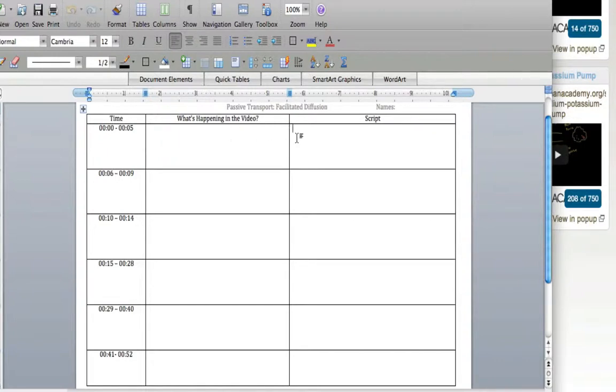And then the script part, I wanted them to use the academic language. So there's a higher concentration outside of the cells. There are molecules that are getting inside the cell via a carrier protein. And so I modeled how to do that with them. I modeled what's happening and then how to write a script, so the difference between those two.